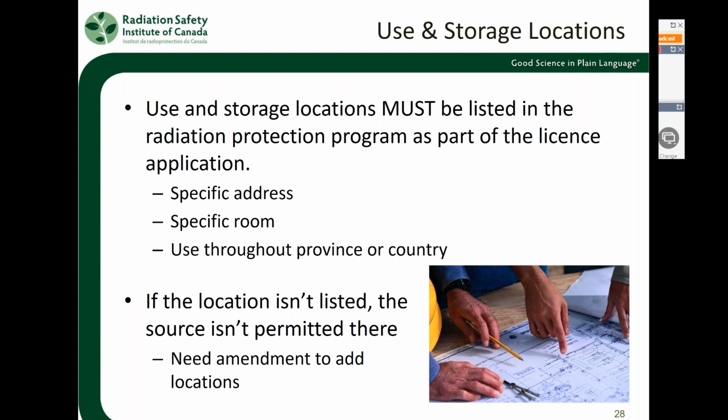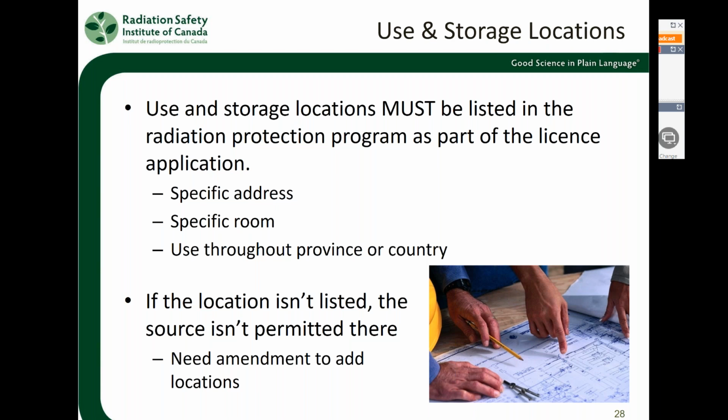That is a key part of making sure that we keep track of the radiation sources and avoid losing them or having them stolen. So if the location isn't listed, the source is not permitted there. If you wish to add locations to your license, you'll need to get an amendment for that.